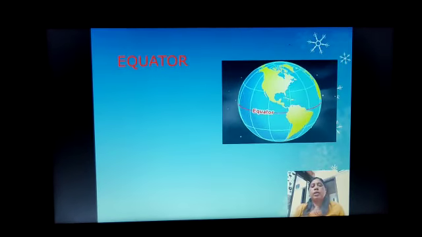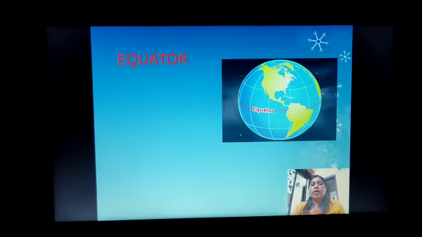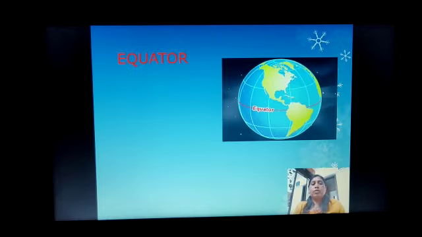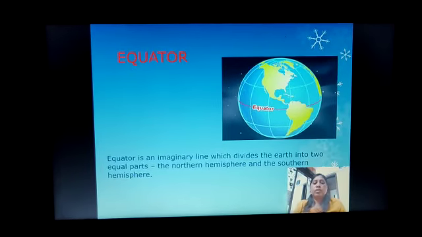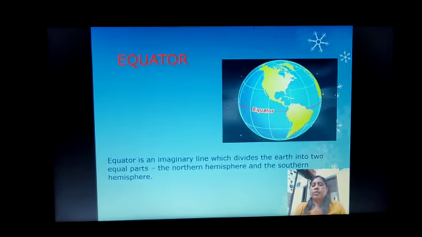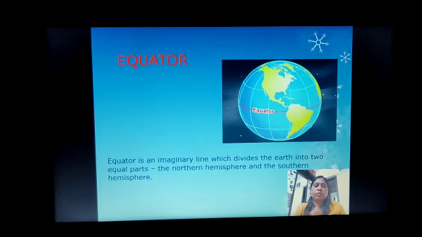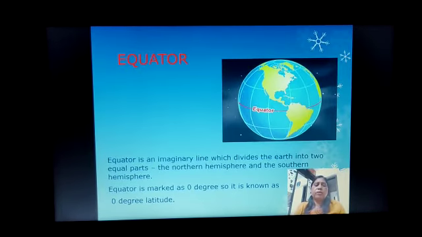Now, our next topic, equator. One imaginary line running around the globe through its middle, which divides the Earth into two equal halves. This line is called equator. So, what is equator? Equator is an imaginary line which divides the Earth into two equal parts, the northern hemisphere and the southern hemisphere. Equator is marked as 0 degree, so it is known as 0 degree latitude.